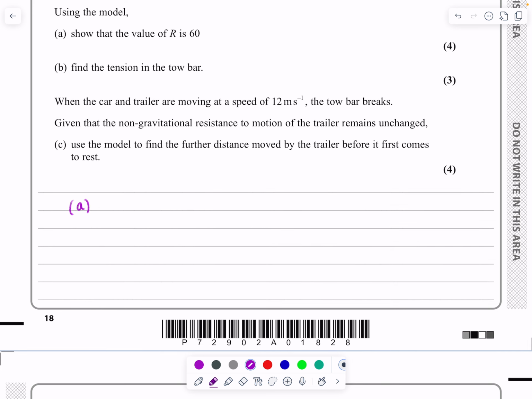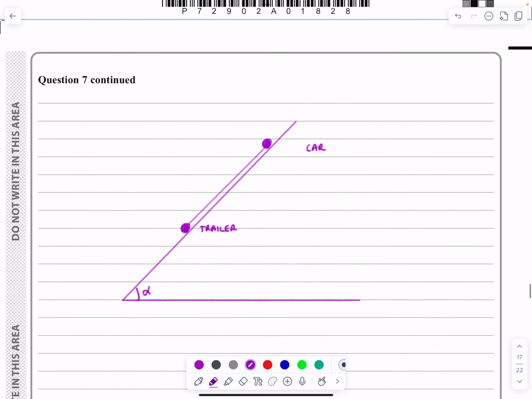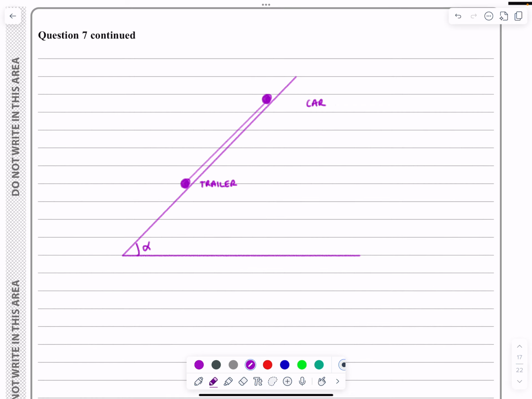So what have they told me in the question? They told me that sine alpha was equal to 1/12, and they also told me that the acceleration was equal to 0.75 meters per second squared. I've already drawn a quick template out to help me. This diagram is really important, as you'll see. What I've got to do is put all my forces on first of all, so let's focus on doing that.